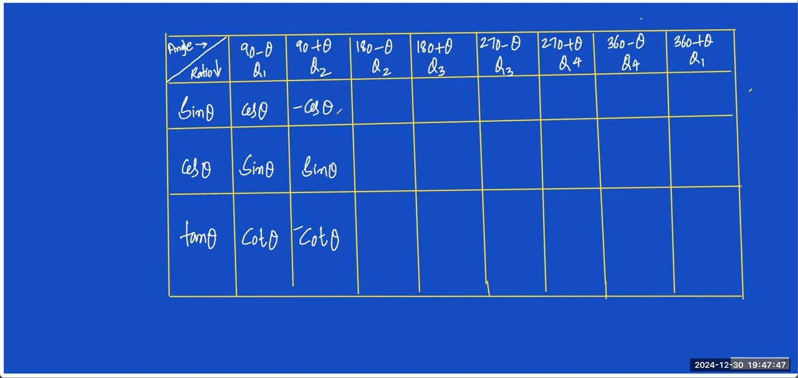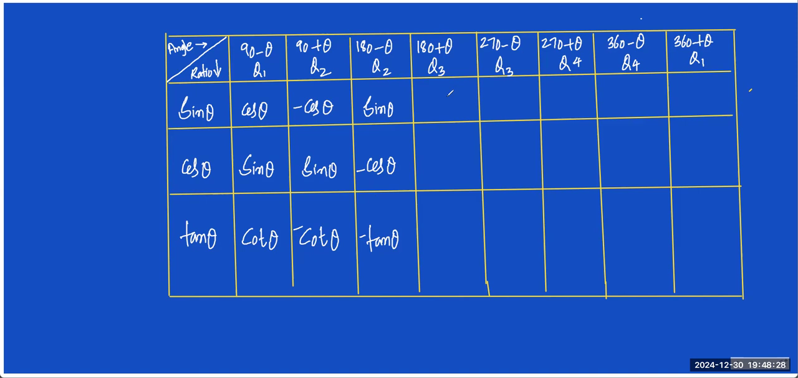Only sin is positive in the second quadrant, right? All students take coffee. Now moving to the next one. If you talk about 180 minus theta, sine remains sine only, cos remains cos only, tan remains tan only. But in the second quadrant, only sine is positive, which means the other two values are definitely negative. Understand the concept now? It's more clear.